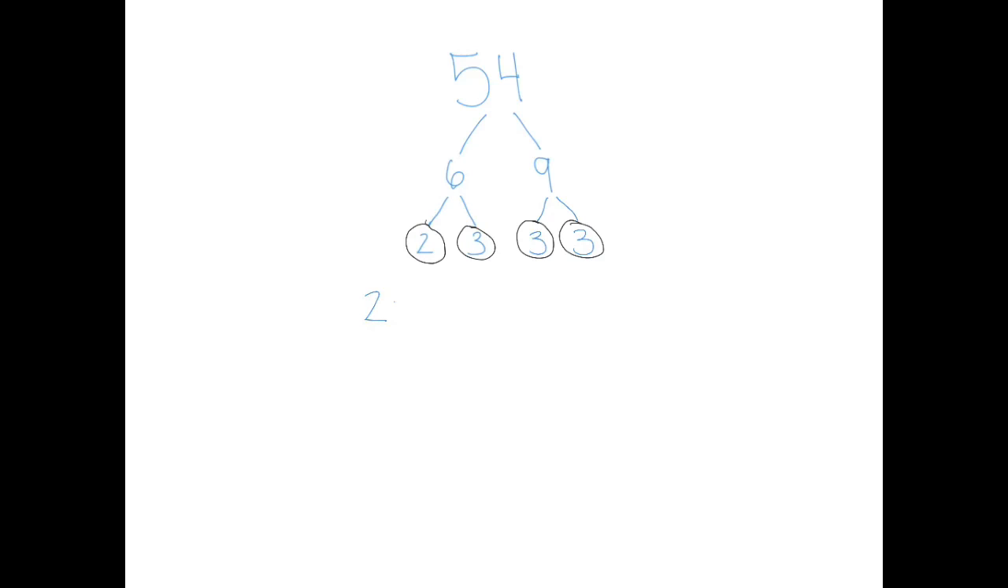So I can write out 2 times 3 times 3 times 3. I always write them out from smallest to largest. And then we're going to simplify this. I'm going to start out with my 2. I only have 1 2, so I'm just going to write that. I'm going to write my multiplication sign. And then I have my 3. And then I have 1, 2, 3 3's. So I'm going to write that out as 3 to the 3rd power.